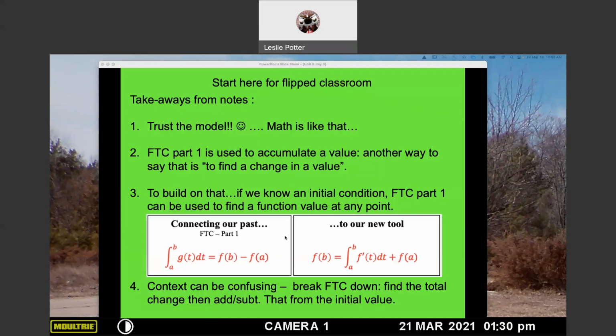So this is kind of our new tool, where we want to find this final value. Basically, we're looking at this expression, and we start here at f of a, and this represents how much we change over that time interval from A to B. So start value plus change is final value. That's what we're looking at in really general terms. This is just the math equivalent for that, the calculus symbolic notation for starting point, change, final point. Okay?